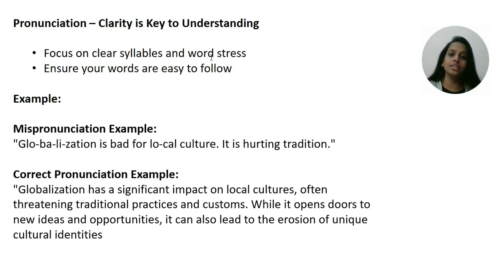Imagine you're discussing the influence of globalization on local cultures. So, if you say, "Globalization is bad for local culture, it is hurting tradition," it sounds off, right? So, you're kind of mumbling through the words and it's unclear where the stress should go. But let's clean this up. Here, the correct pronunciation example.